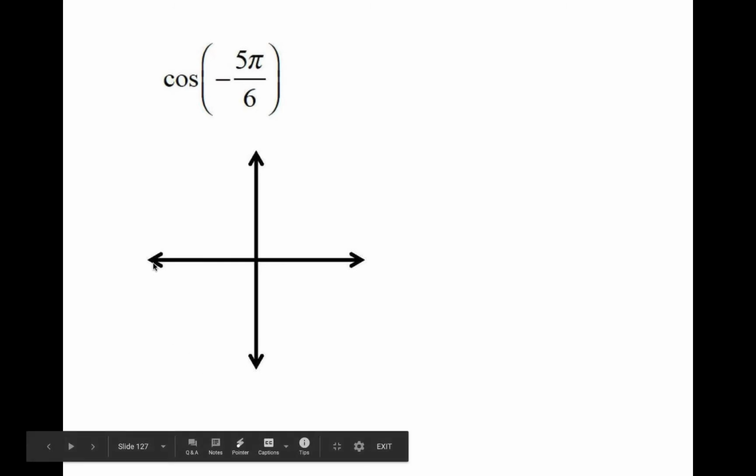For B, 6 does not go into 5, so I can't write that as a mixed number. We're going in the negative direction, which is clockwise. 5/6 of a pi, that's more than half a pi, but less than a full pi, so it's going to be over here. If the denominator is 6, the angle is pi over 6, which is equivalent to 30 degrees.